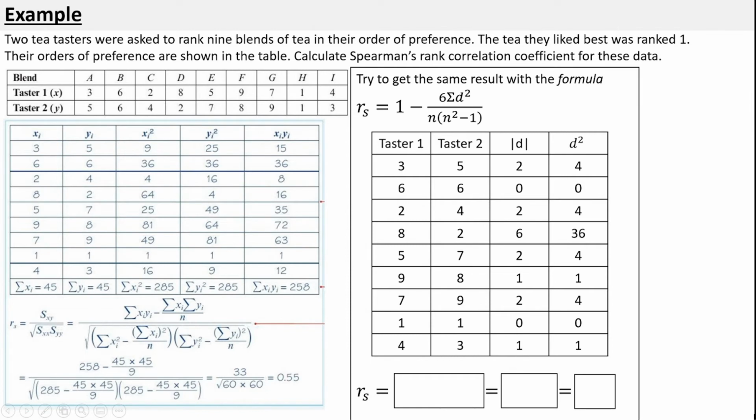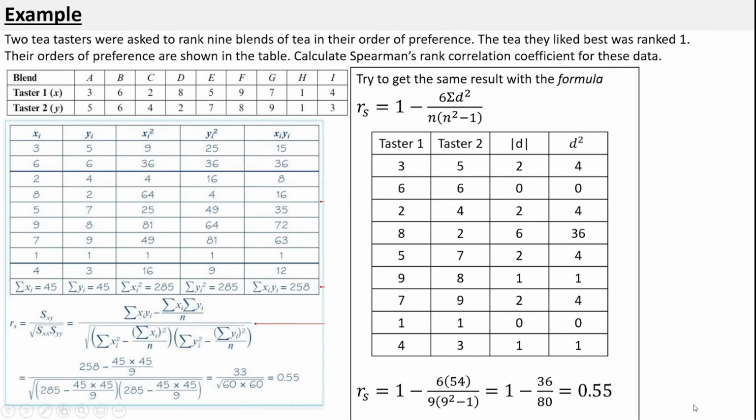I know from the question that n equals 9, and the sum of all of these values is 54. So I'm going to be able to write out the formula as 1 minus 6 times 54 over 9 times 9 squared minus 1. Very easy calculation to do on a calculator. And look, we get exactly the same answer, 0.55. This technique on the right hand side is what we should be using for Spearman's rank correlation coefficient calculations.